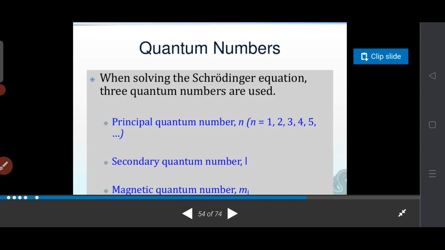And the secondary quantum number, that means L, is indicating the orbital. And the magnetic quantum number is indicating the orientation of the orbital. And the spin quantum number is indicating the parallel and antiparallel spin of the electrons.